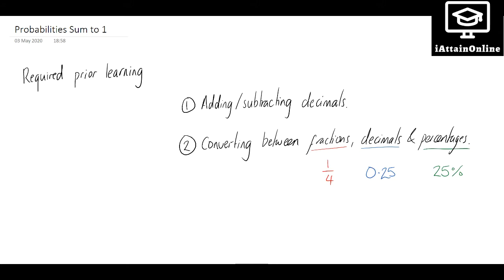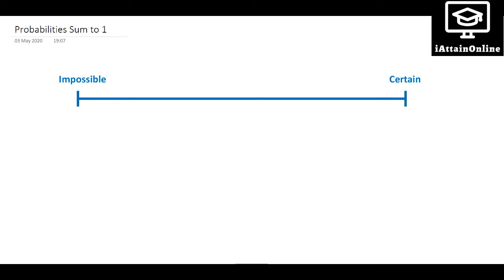So firstly, you need to remember that a probability scale goes from impossible all the way up to certain. Impossible we represent with 0, and certain we represent with 1. So probabilities have to take any value between 0 and 1. Now they can be written as a decimal. So if that's 0 and that's 1, midway through would be 0.5.